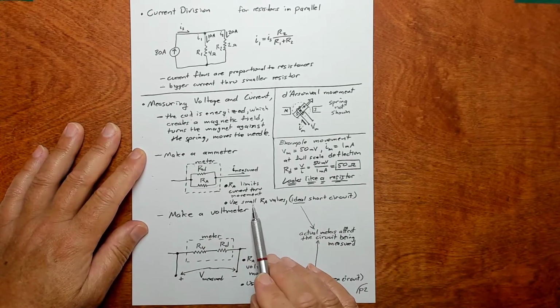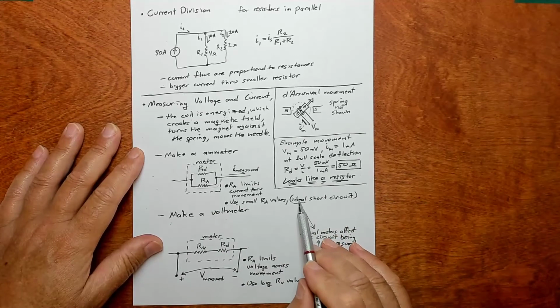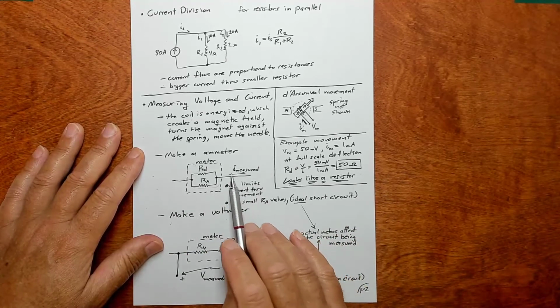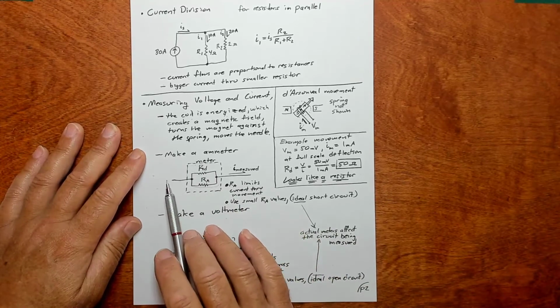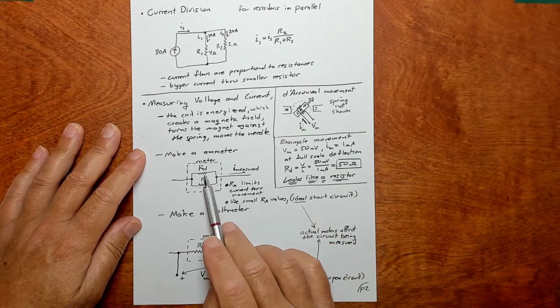Okay, so we want to use small values for R sub A because ideally we want an ammeter to look like a short circuit. We don't want it to affect the circuit at all, right? We want it to appear to be just a wire. So to do that, we use small values of R sub A.